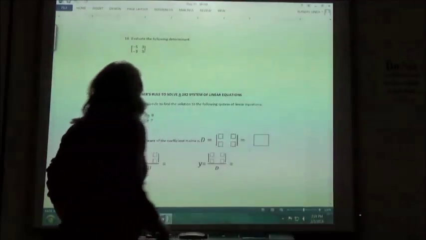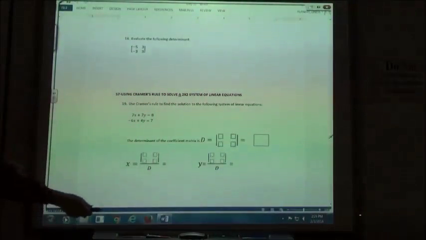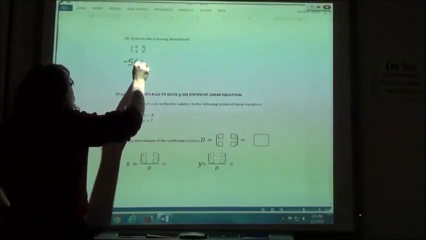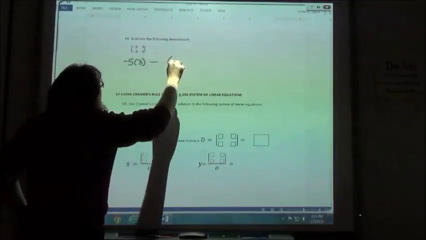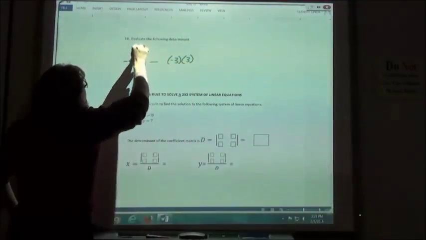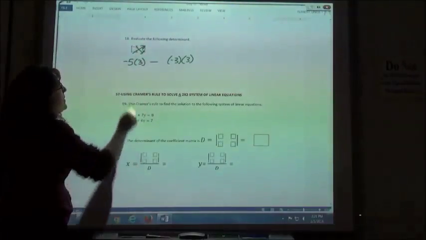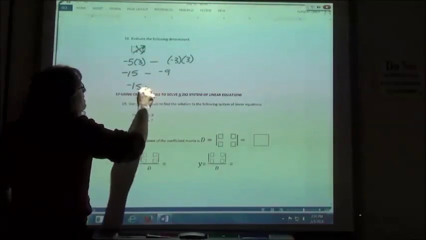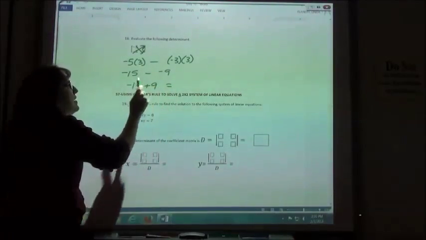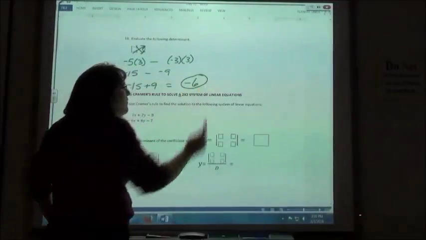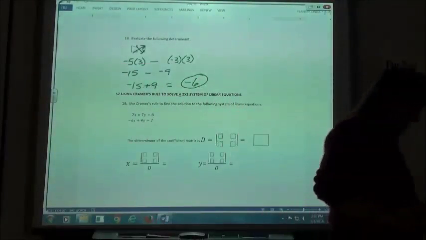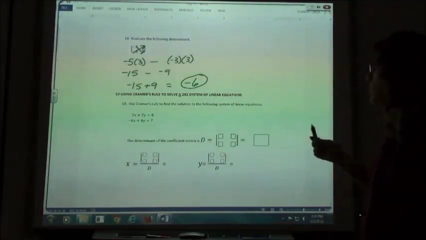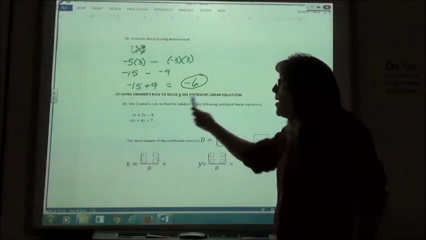So number 18, same thing, finding the value of our determinant. We're going to start and subtract our cross products. So negative 5 times 3 minus negative 3 times 3. So that times that minus that times that. So negative 15 minus negative 9 would be negative 15 plus 9. And a negative 15 plus a 9 would be negative 6 for the value of that determinant. So just a matter of subtracting our cross products. And the reason we do determinants is we're going to use them to solve what's called Cramer's rule.